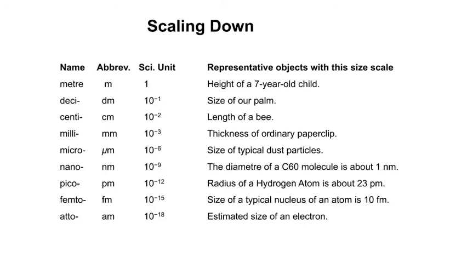In the nanometer, as I said in the previous slide, in the list of intentionally made materials, you have already seen the carbon buckyball. It is also called the C60 molecule, and the diameter is in the range of 1 nanometer. Below that, is something available? Yes, definitely. In picometer, that is the radius of a hydrogen atom, 23 picometer. Femtometer is the size of a typical nucleus of an atom, about 10 femtometer. Attometer is the estimated size of an electron.